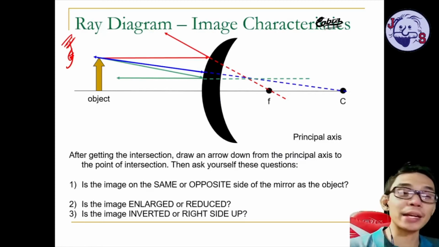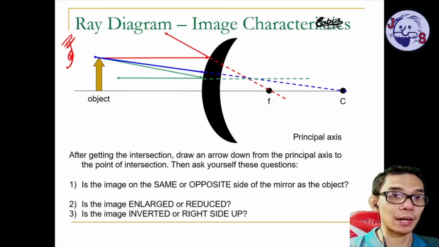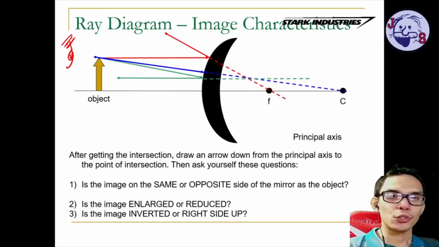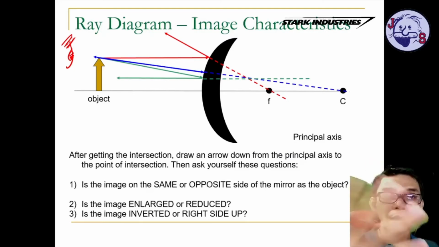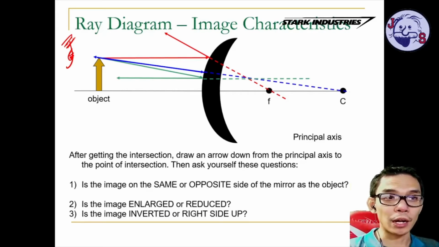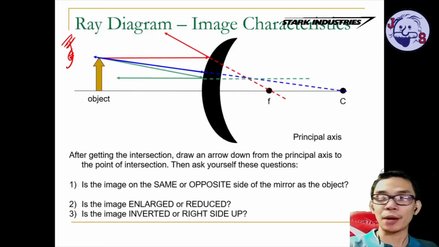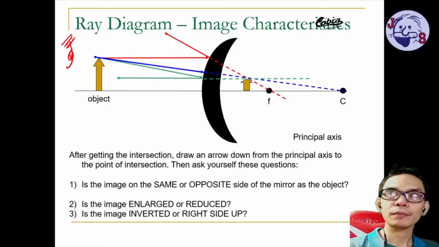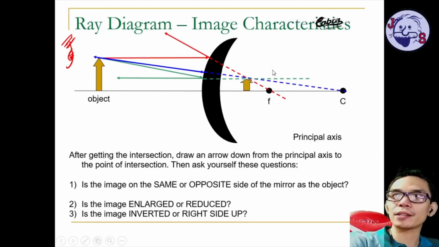Again, the third line is still optional, guys. Please remember, the third line is optional. You can have the first two lines to form the image that you will have right here. So what does the image look like? The image looks like this.